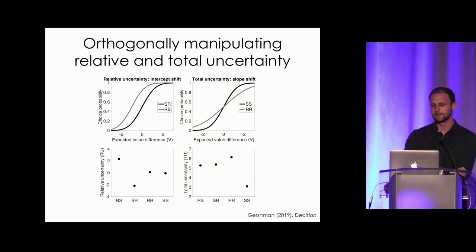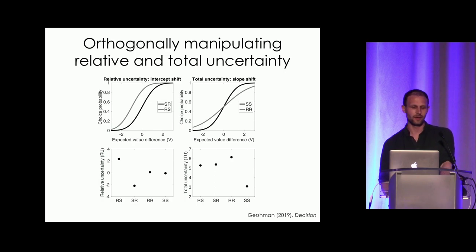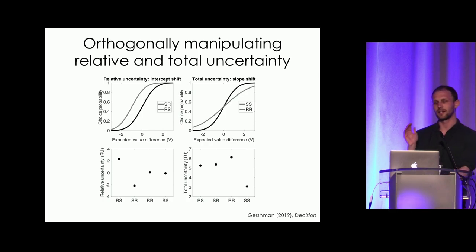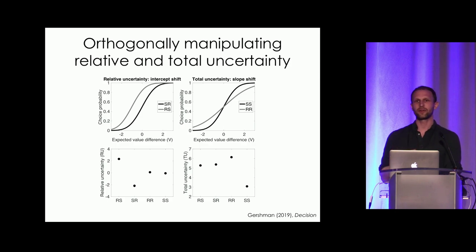So this is what it looks like in simulations, where the choice probability function shifts over when you compare SR to RS conditions, whereas the slope changes for SS compared to RR conditions. And those bottom panels are just showing you what I told you verbally, which is that these different manipulations orthogonally manipulate relative versus total uncertainty. Okay? So now we have a tool for checking whether these different forms of uncertainty are differentially affecting the slope versus the intercept of the choice probability function.